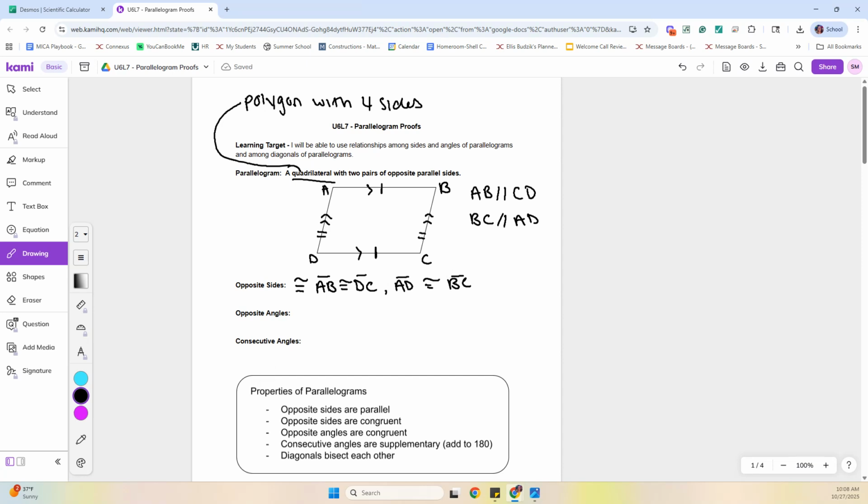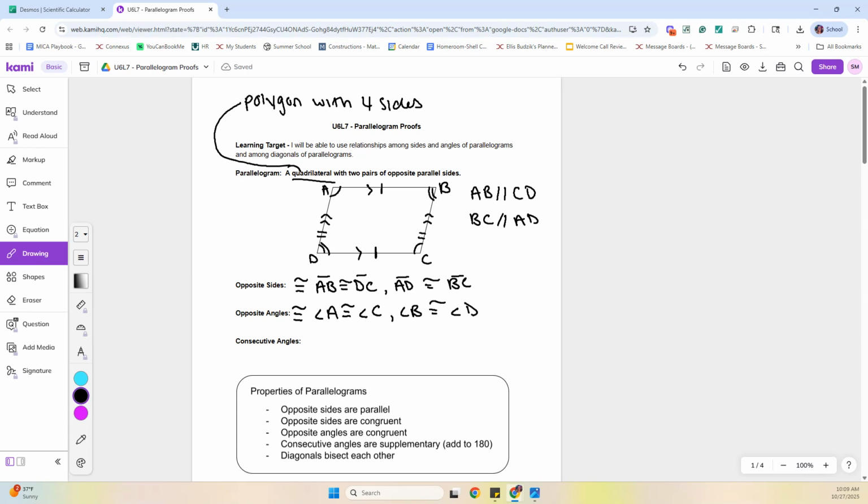Now we talk about opposite angles. Opposite angles are angles that are diagonal from each other or across from each other. So when we're talking about opposite angles, those are also going to be congruent in a parallelogram. And we could say that angle A, so here's angle A over here, is going to be congruent to the opposite angle, angle C. And then angle B is going to be congruent to the opposite angle down here, angle D.